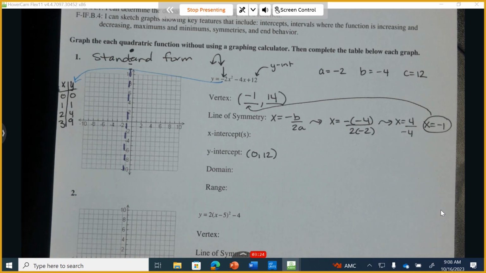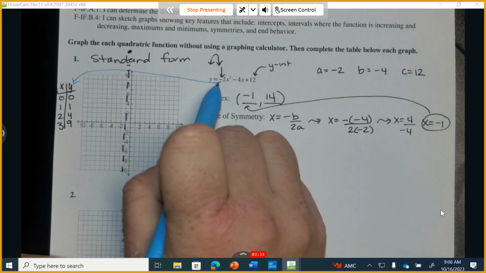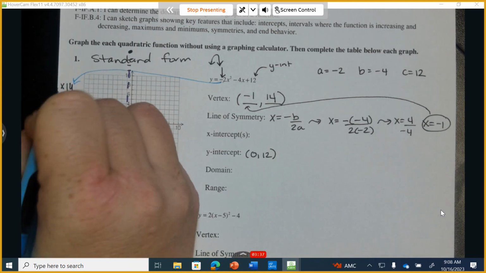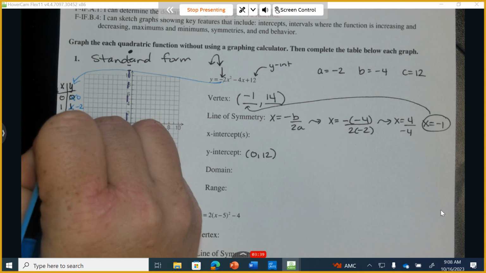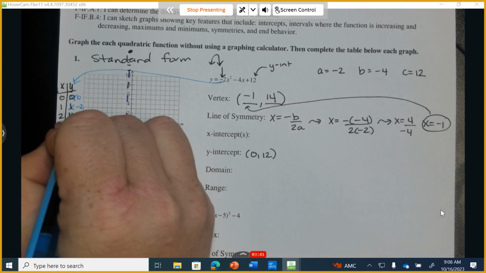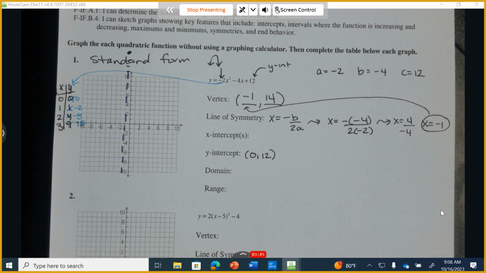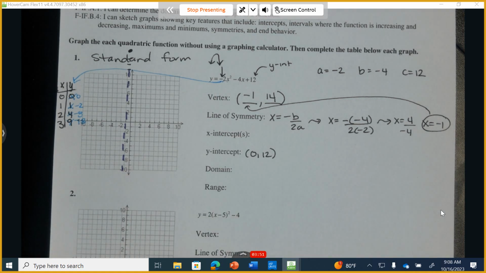Whenever the leading coefficient, the number in front of the x squared, is anything other than a positive 1, we have to multiply the y's times that number. So 0 times negative 2, that's still 0. 1 times negative 2 is negative 2. 4 times negative 2 is negative 8. And 9 times negative 2 is negative 18. This will provide me the opportunity to accurately graph this quadratic equation.